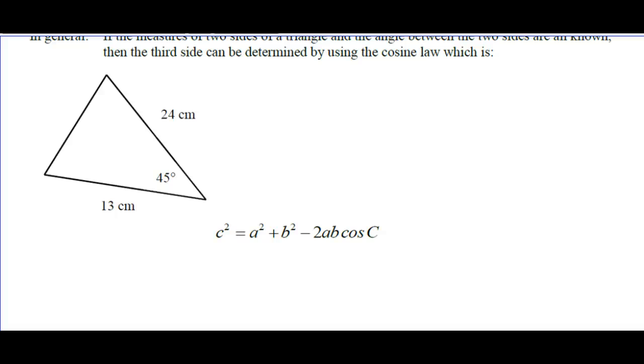Okay? Now, how will I label that? I want my angle that I know, because I got to put in the cosine of angle C. That's got to be angle C. That makes this side little c. And which of these is A and B doesn't matter. So we can just arbitrarily choose. This will be A, this will be B. That makes this little a and this little b.